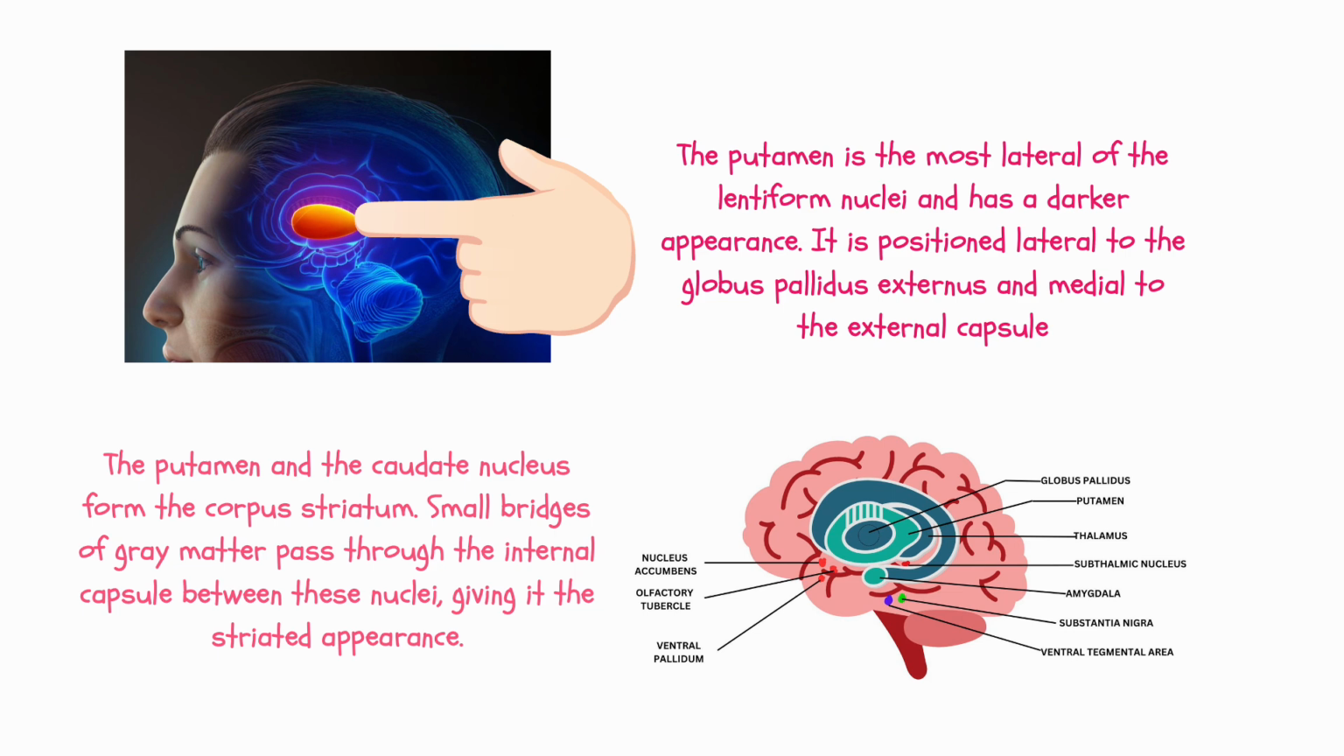The putamen and the caudate nucleus are often referred to as the corpus striatum, or just the striatum. These two nuclei are separated by the internal capsule, except at the front where the head of the caudate nucleus connects with the putamen. Above this connection, there are small bridges of grey matter passing through the internal capsule between these nuclei, giving it a striated appearance. This is why it is called the corpus striatum.